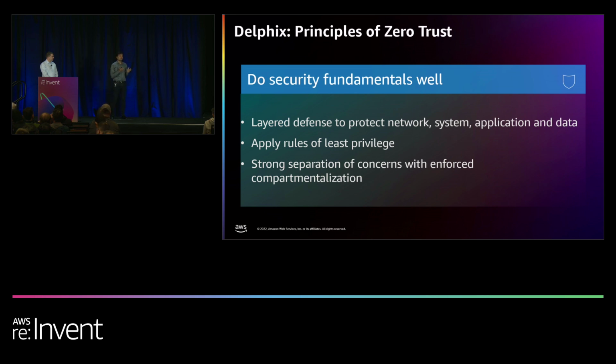We also applied the rules of least privilege. So in our case, there's no direct access to our production environment. There is no direct VPN connectivity to the backend systems.